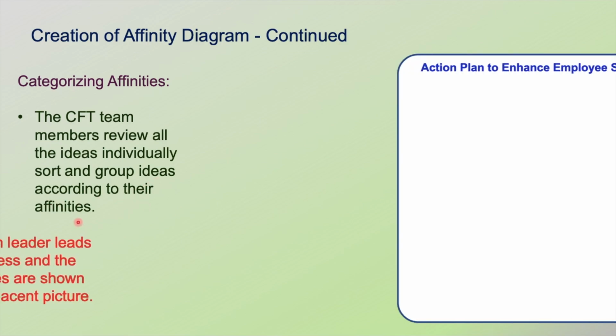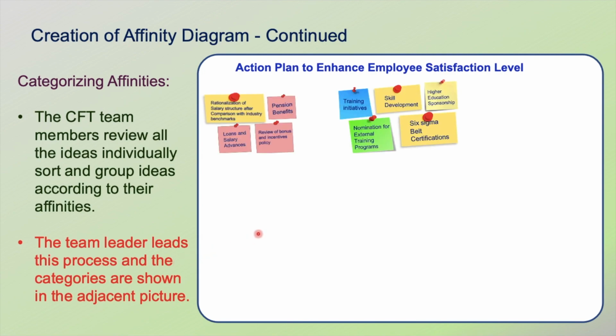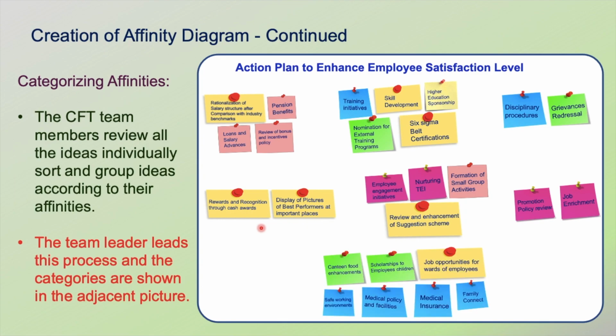Now, the CFT team members reviewed all the ideas individually, and they started sorting and grouping the ideas. In what way did they group? Whichever have affinity to each other. So according to their affinities, they started grouping the ideas, and the team leader leads the process of creating the affinities, and that is categorizing. After categorization, all the ideas which were grouped under several categories were put like this. So how many categories came? We got 7 categories: 1, 2, 3, 4, 5, 6, 7.